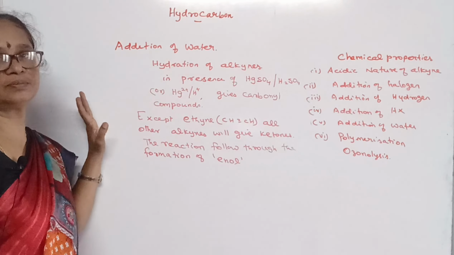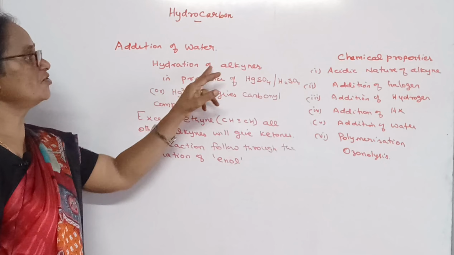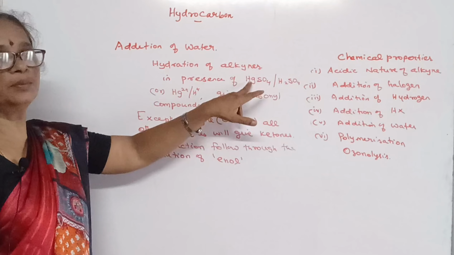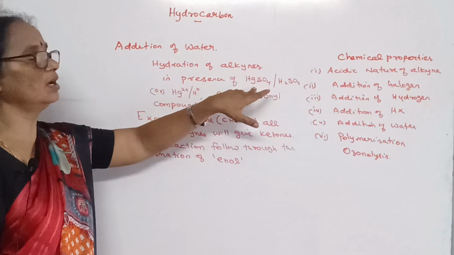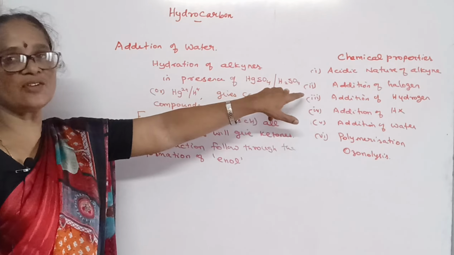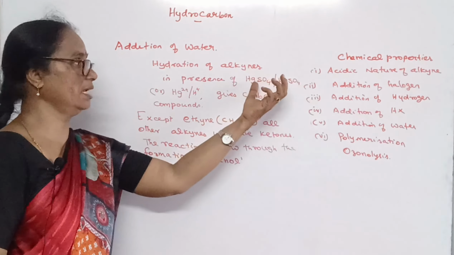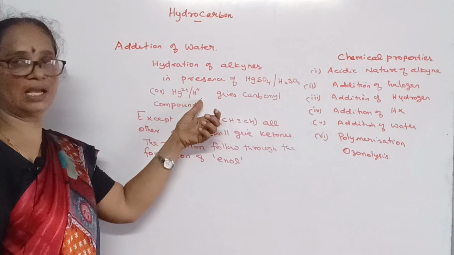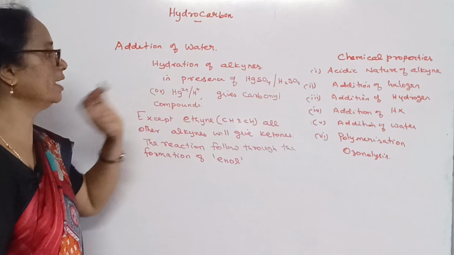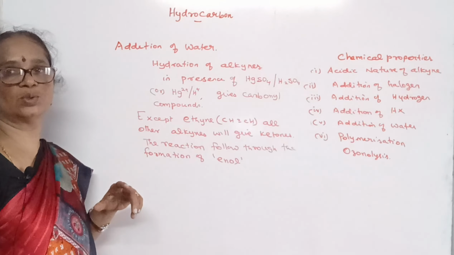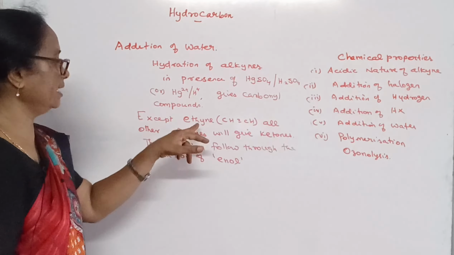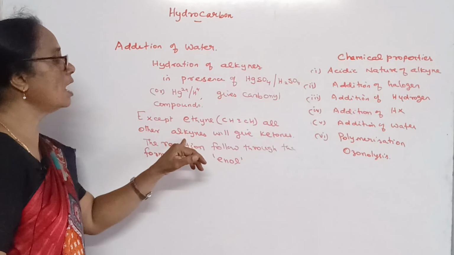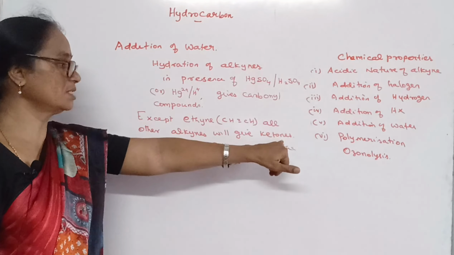Addition of water. Hydration of alkynes is always carried out in the presence of mercury(II) sulfate, or mercuric sulfate, in the presence of concentrated sulfuric acid. This reagent can also be represented as mercuric ion in the presence of acid. It always gives carbonyl compounds, aldehydes or ketones. But only ethyne is able to form an aldehyde; all other alkynes give ketones alone.